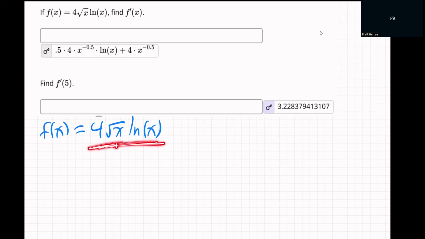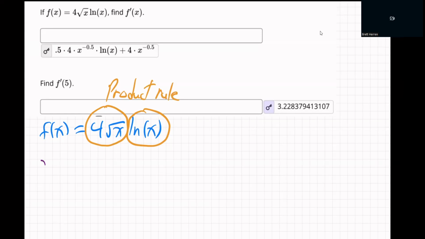To do that, we should notice that this is two separate functions of x multiplied. So that means we're talking product rule. Two functions of x multiplied, so they're going to take turns.